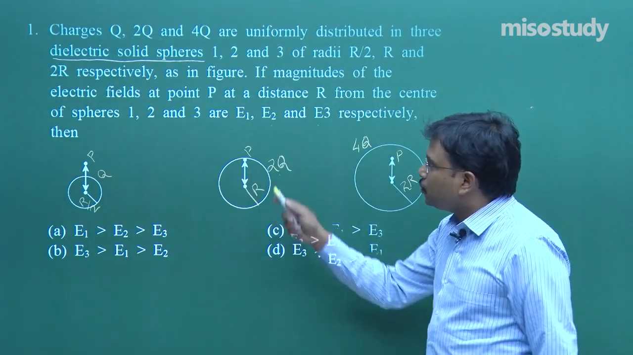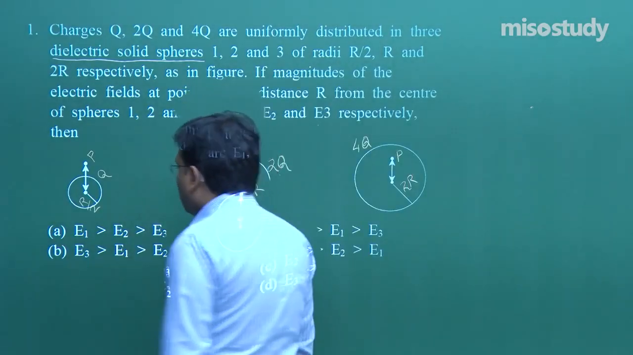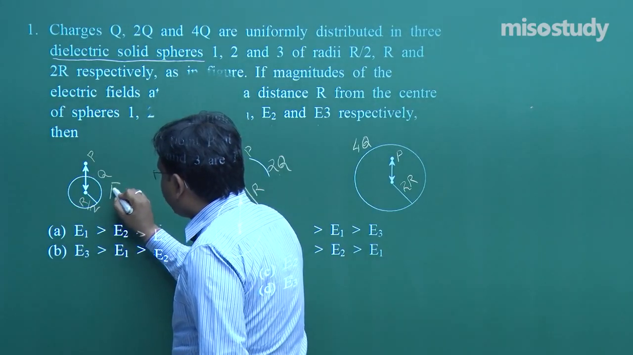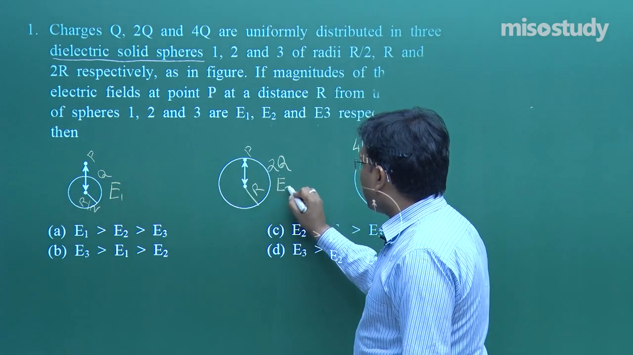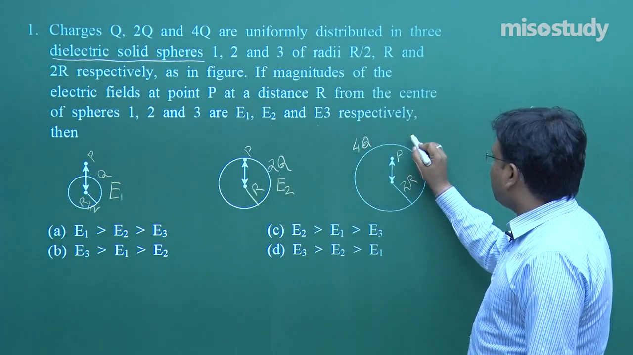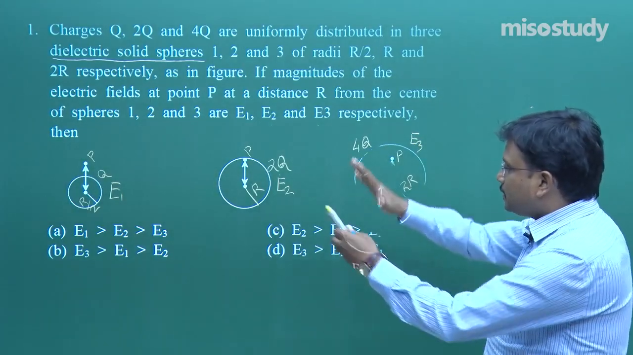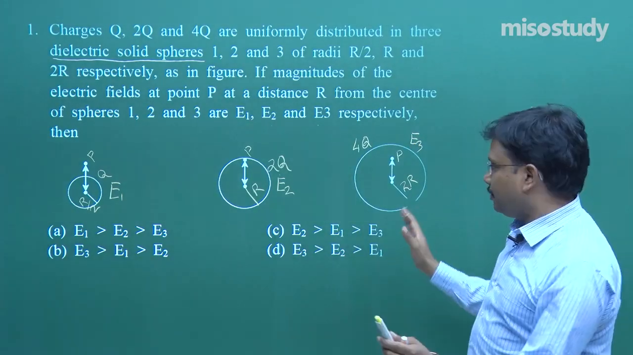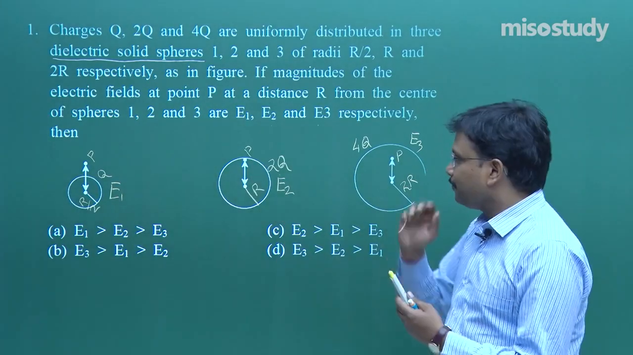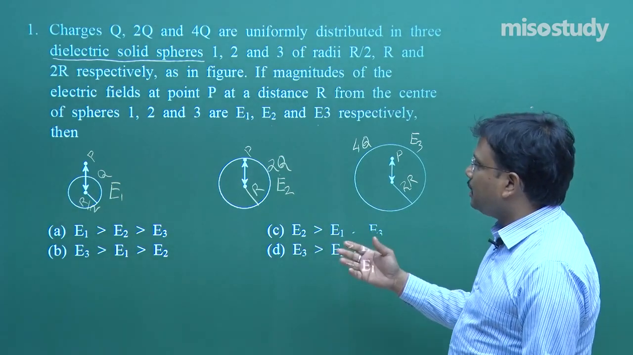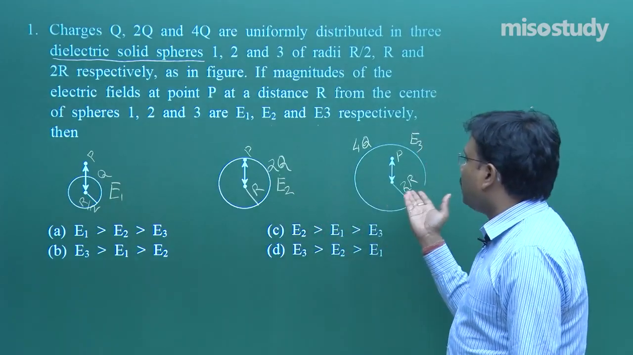Now, let me also introduce E1, E2, E3. E1 is for this small sphere, E2 is for this, and E3 for this. So, now finally I translated the question. There is a proper makeup and let us start this fancy dress competition. Now, we have to basically find out what is the relation between E1, E2 and E3.